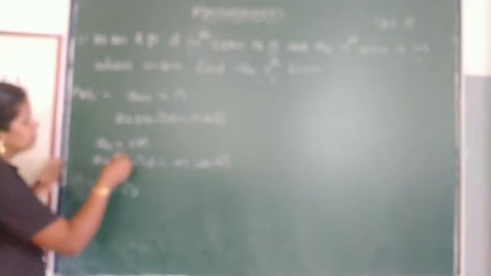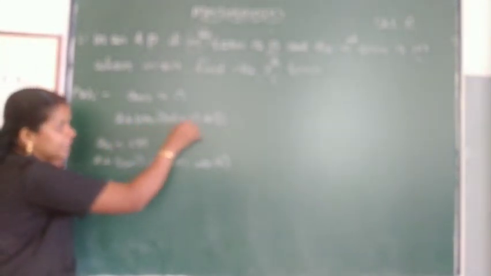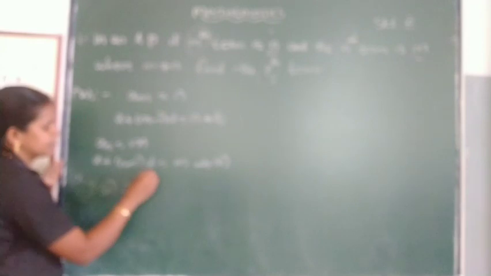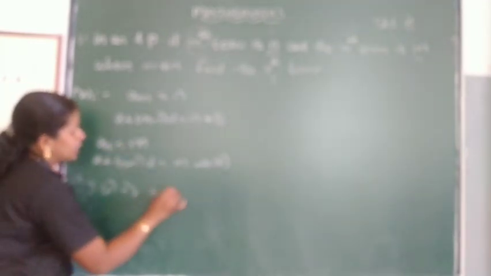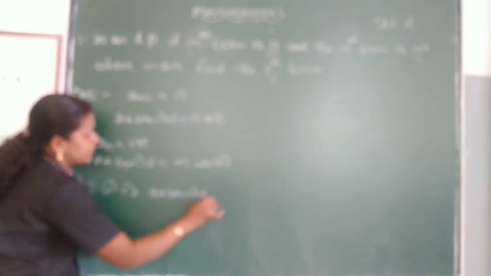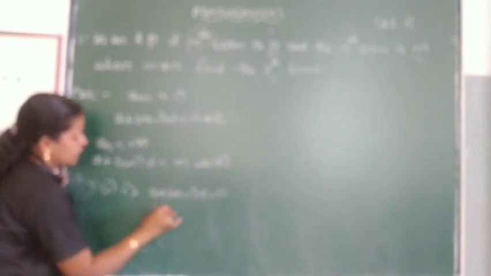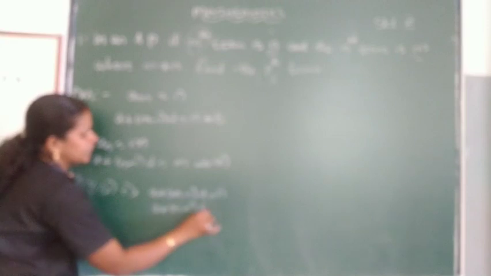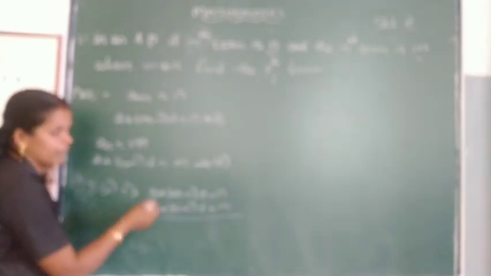So next we have to solve equation number 1 and 2. While solving, we will get a plus m minus 1 into d equal to n, and here a plus n minus 1 into d equal to m. So we can subtract these two equations, and a minus a is 0.